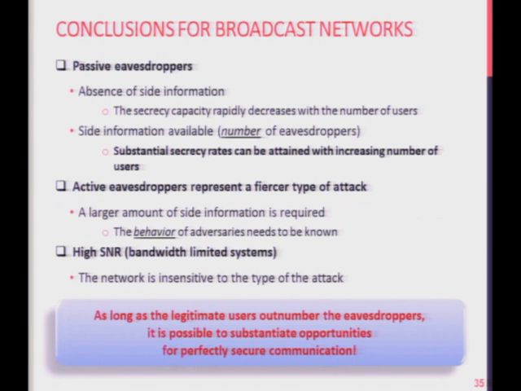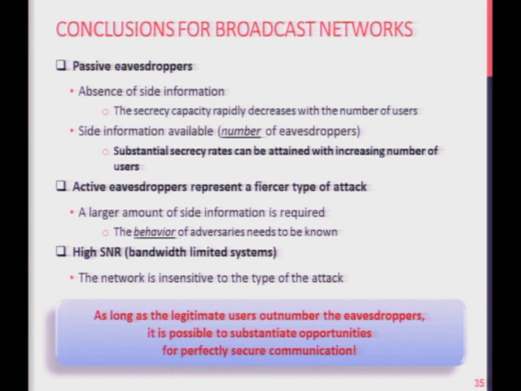Just the results. We have looked at broadcast networks with passive eavesdroppers in the absence of any side information, and we have shown there that the secrecy capacity rapidly decreases with the increase of the number of terminals. If some side information is available with respect to the number of eavesdroppers, then we can achieve substantial secrecy rates on average. Now the active eavesdroppers represent a much fiercer type of attack, and the conclusion there is that for this type of attack to be dealt with, we need to have a larger amount of side information. We need to understand the behavior of the adversary. Otherwise, there's nothing we can do against it.